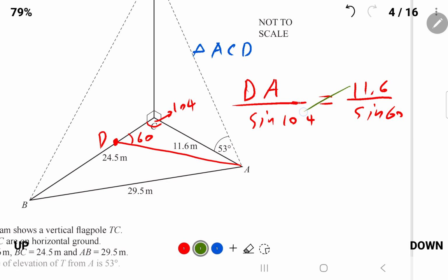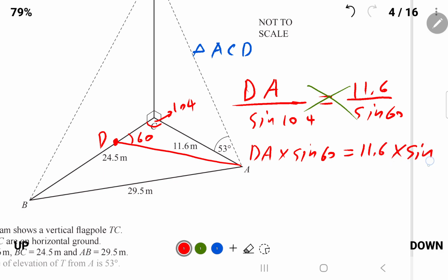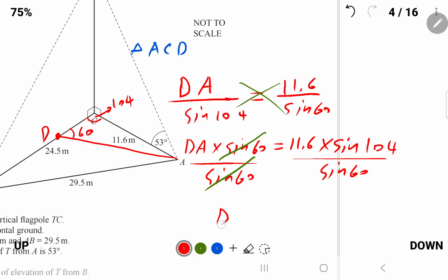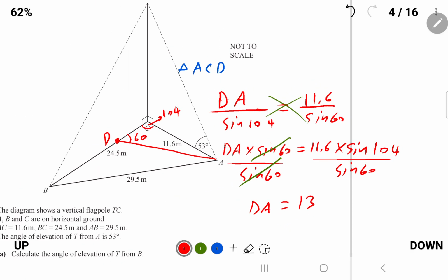And now you can cross multiply and solve for AD. So if you cross multiply this, you get AD multiplied by sine 60 is equal to 11.6 multiplied by sine 104. Then divide both sides by sine 60, cancel these amounts. AD is equal to, from the calculator, 13. Like this, we solve this question.